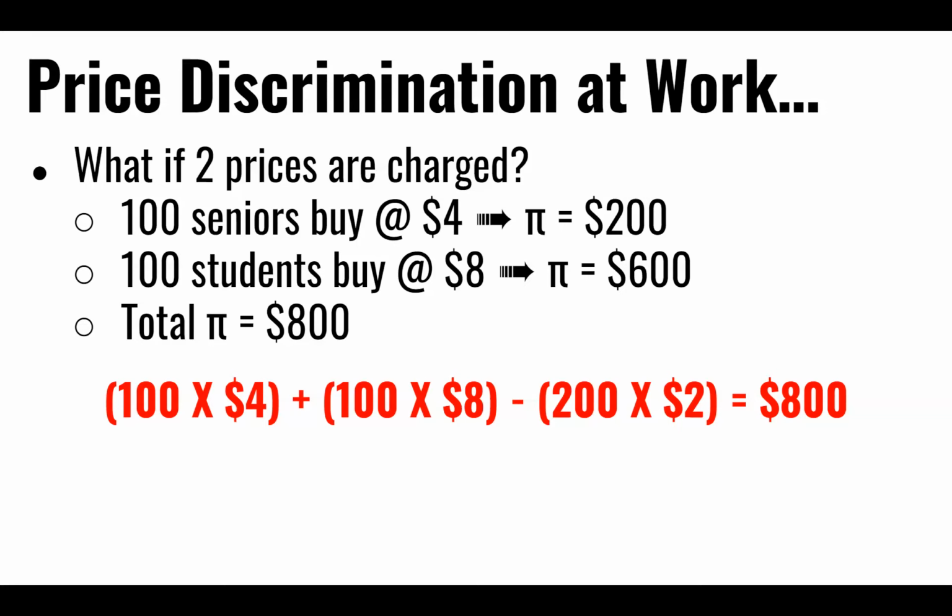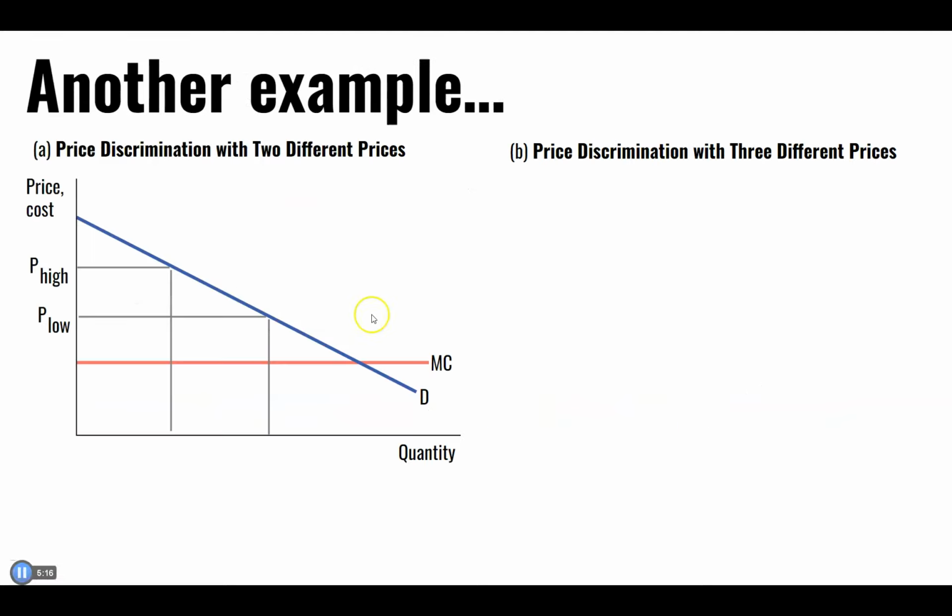And $800 is bigger than either the $400 I would have gotten charging $4 to everybody, or the $600 I would have gotten by charging $8 to everybody. So charging different prices ensures that I keep more people in the market, charging them the maximum they're willing to pay, meeting their particular needs, but also increasing my total profit for the firm.